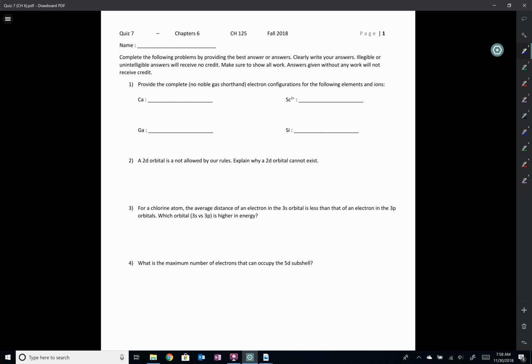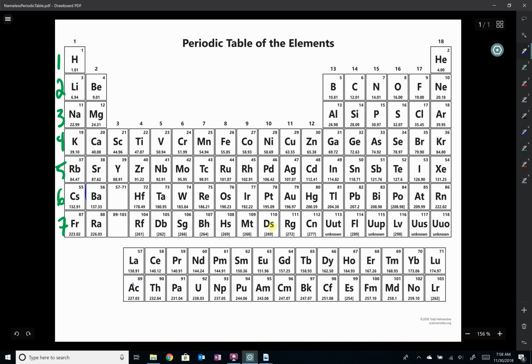Now to do this, you have to have a periodic table. Right? There is no other way around it unless you happen to have memorized the whole thing, but remember, I'm always going to give you guys a periodic table. So let's take a look. We'll start with calcium. I'm going to pop over to the periodic table here. All right, and there is calcium right here.